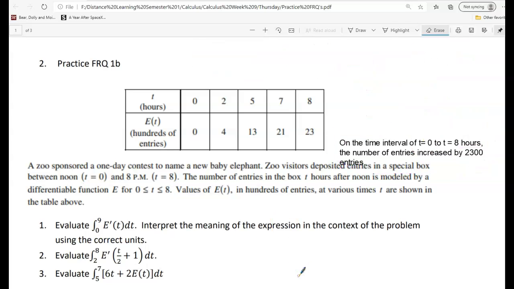All right, go ahead and take a look at number 2. For number 2, this is a U substitution problem. So first thing we're going to do is identify our U value. My U is going to be t over 2 plus 1. Now it might help you if I rewrite this a little bit when we try to find the integral.